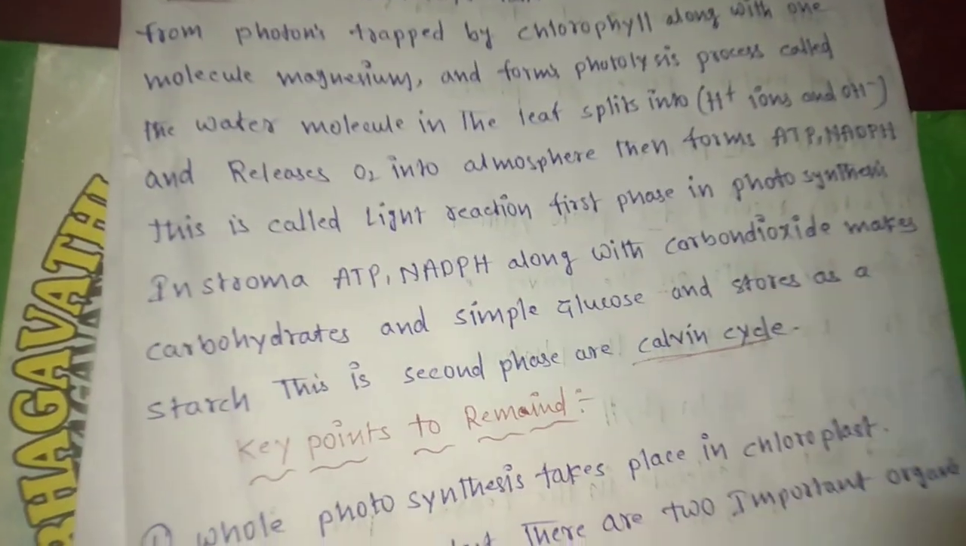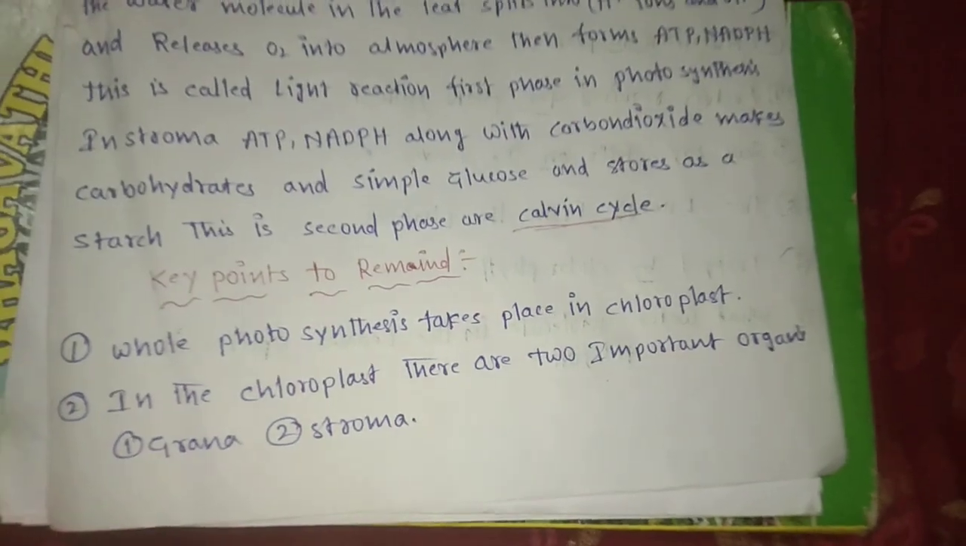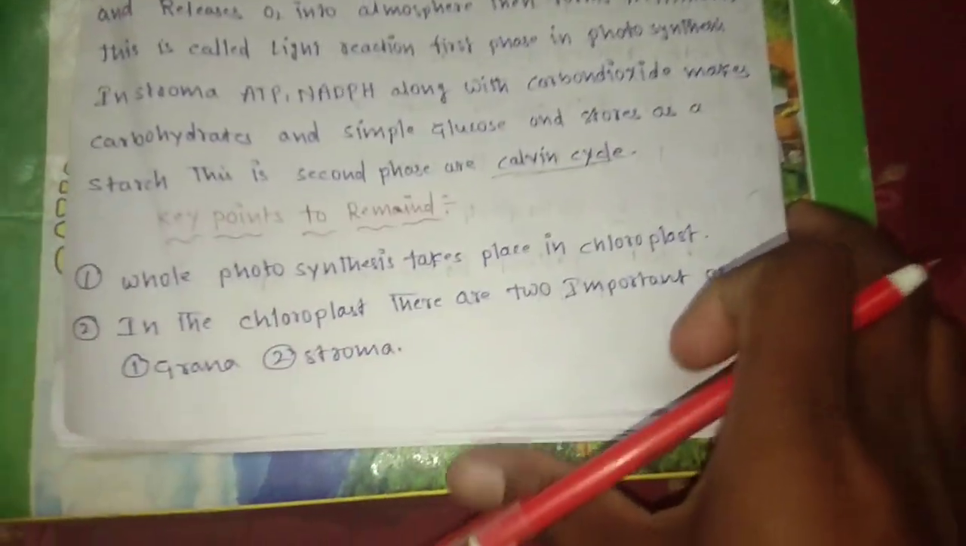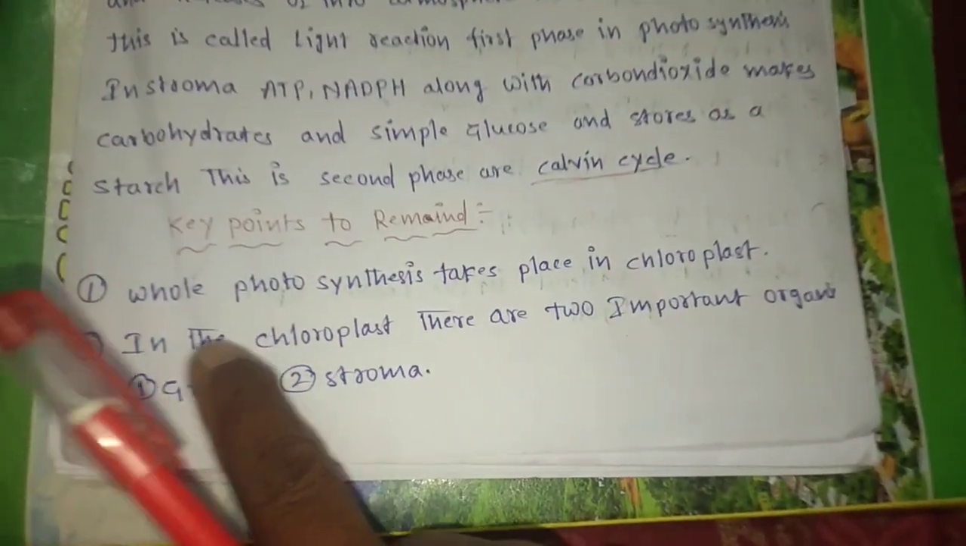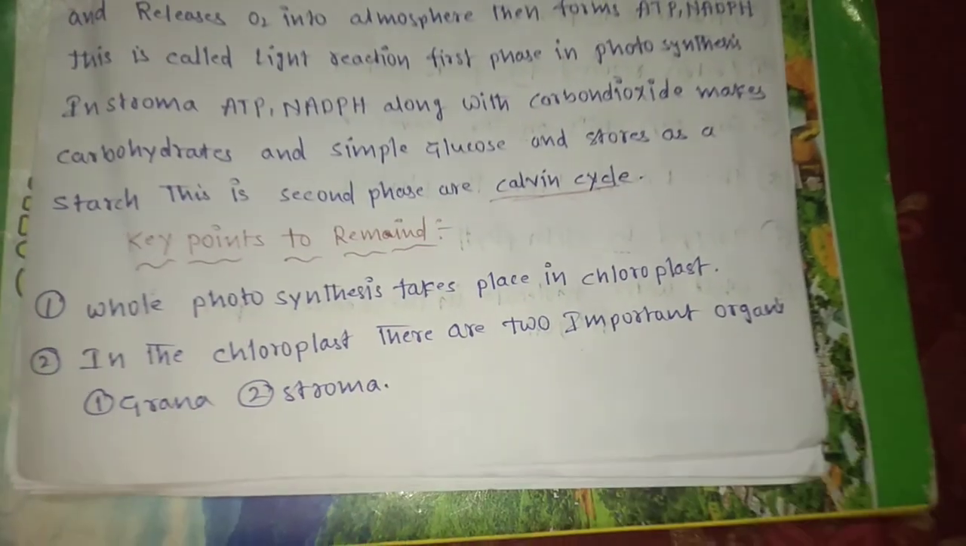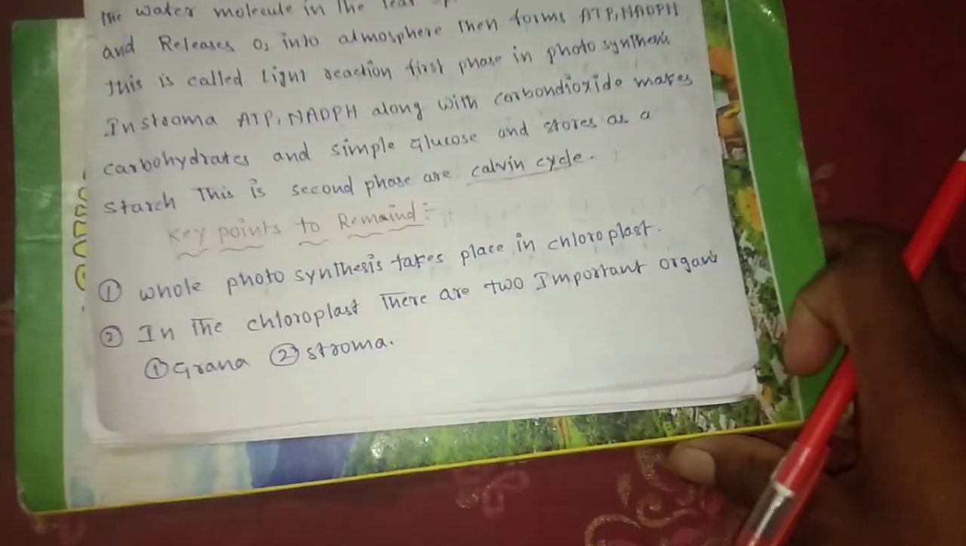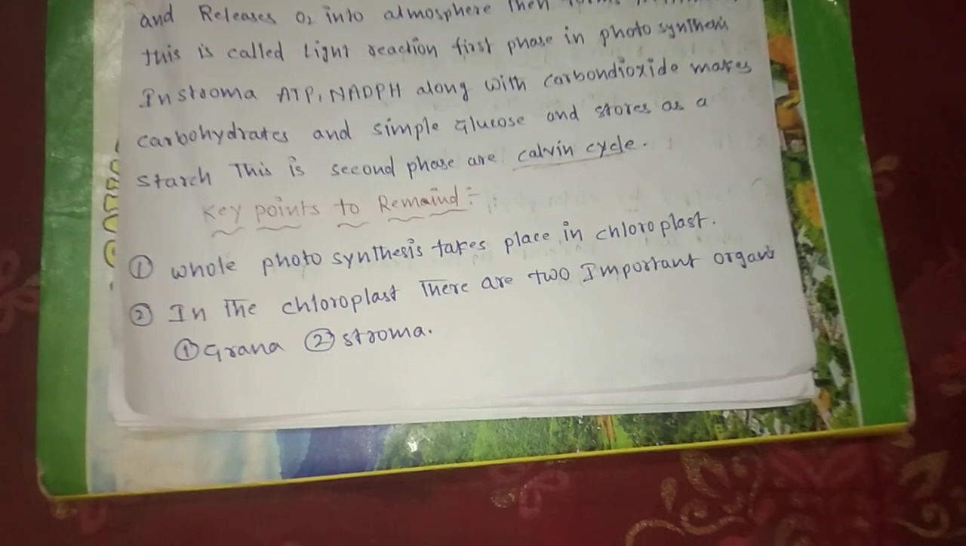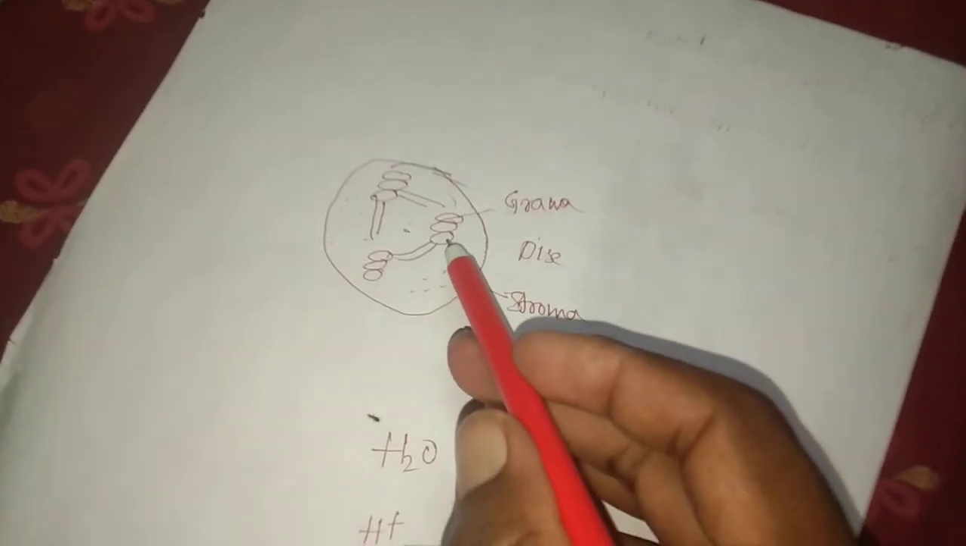So let's come to the key points. To remember the whole theory, we have to remember 4 or 5 key points. We should not memorize any subject by rote, we have to understand it very clearly. So whole photosynthesis takes place in the chloroplast. The total process takes place in the chloroplast. In the chloroplast there are two important parts, grana and stroma. As I told you, the stack-like structure is grana, and the fluid is stroma.